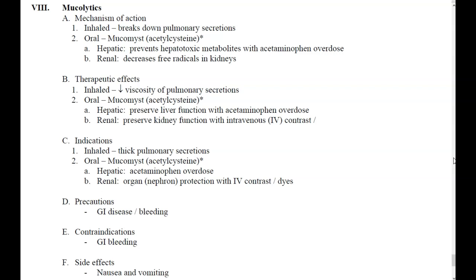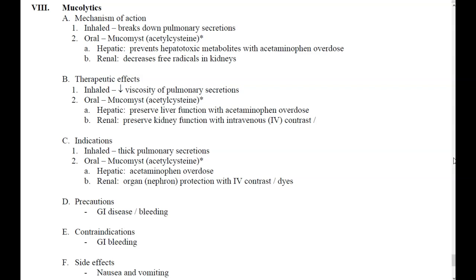It decreases the buildup of hepatotoxic metabolites in acetaminophen or Tylenol overdose, and it's most effective if given within 8 hours of overdose or ingestion of excessive acetaminophen. Renal-wise, the therapeutic effect is the preservation of kidney function, especially in the use of intravenous or IV contrast dyes. It prevents radiocontrast-induced renal dysfunction.